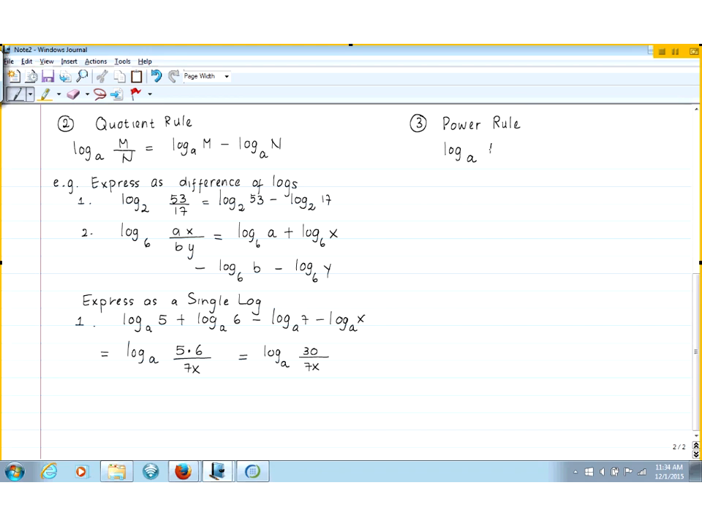So log base A of m raised to the power C. This is the most powerful thing with log, that you could bring down the power. So this is equal to C multiplied by log base A of m. Alright, so this is called power rule.